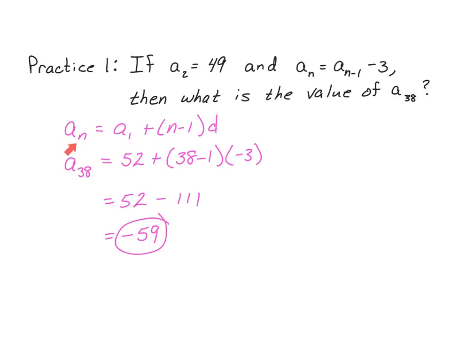All right, so this is using the same formula, a sub n equals a sub 1 plus n minus 1 times d. You've got to be careful though, this time I did not give you a sub 1. What I did give you was the second term is 49. Now, if your difference is negative 3 and your second term is 49, that means that your first term had to be 52. So putting 52 in the equation for a sub 1, put everything else in here, works out to negative 59 when you simplify that down.